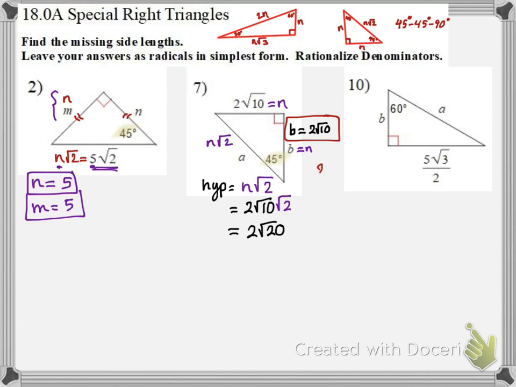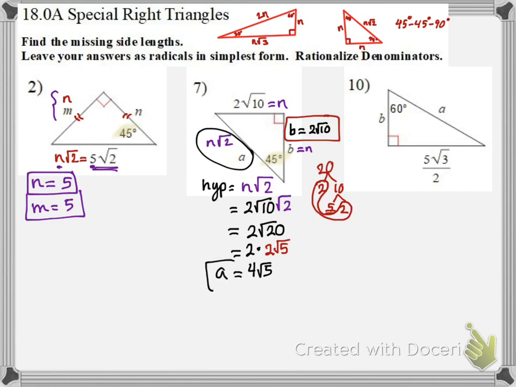Think about 20 being split. I'd say 2 times 10. I'd say 5 times 2. I see a pair of 2's, which gives me a 2. And I see a leftover 5, so I have root 5. But the thing I need to remember here is that's the root 20 part of it. I still have this other 2 that was already there in front. So now I have 4 root 5. And that is my hypotenuse. And if I go back up here, my hypotenuse was my A. So I have 4 root 5 equals A.